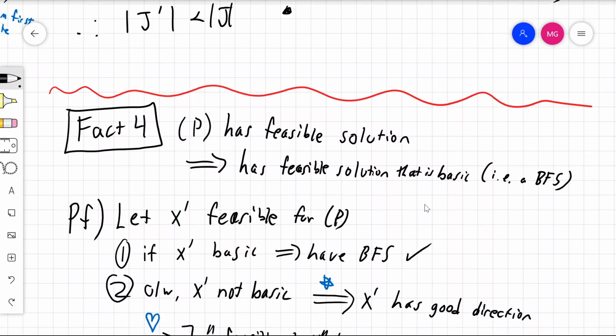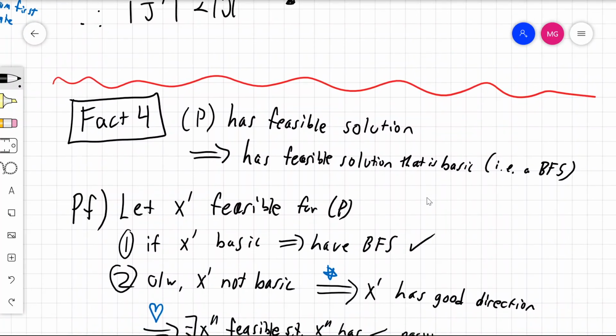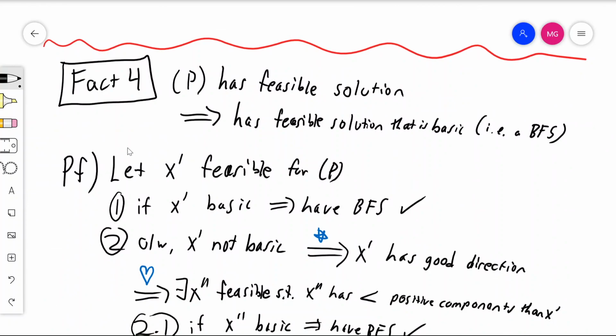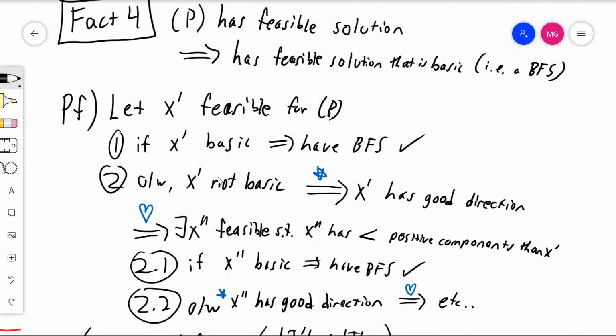So we're just combining all the facts from above. Start with, say, x prime as our initial solution. Before we were saying x bar was our initial feasible solution, but let's just call it x prime now. So x prime is the feasible solution, the point that we're starting at, and if it's basic, then we have a basic feasible solution. On the other hand, it could be not basic.